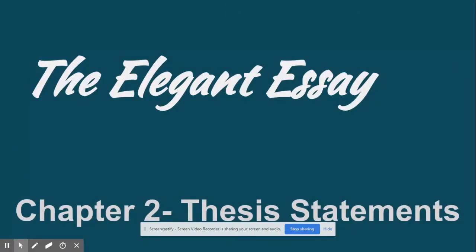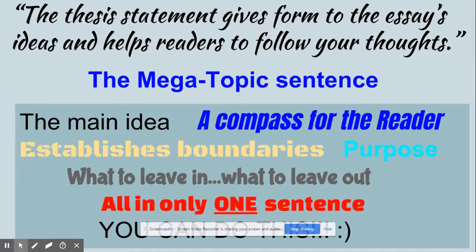So, jumping into chapter 2 on thesis statements. This is out of the book: the thesis statement gives form to the essay's ideas and helps readers to follow your thoughts. I think that is really important. Think about each paragraph that you write having a topic sentence where you're just telling the reader what to expect. You can think of a thesis statement as a mega topic sentence. So it's going to kind of include or touch on all of those topic sentences. It kind of gathers them together.